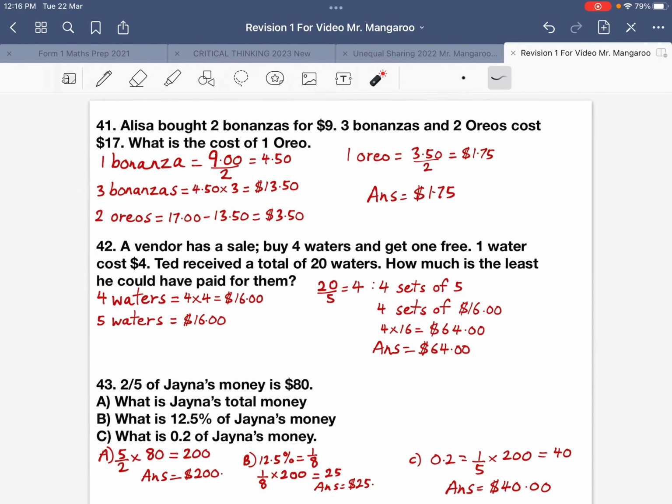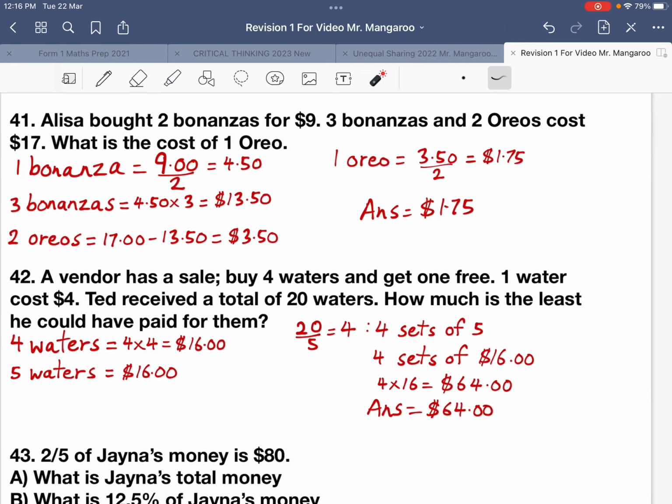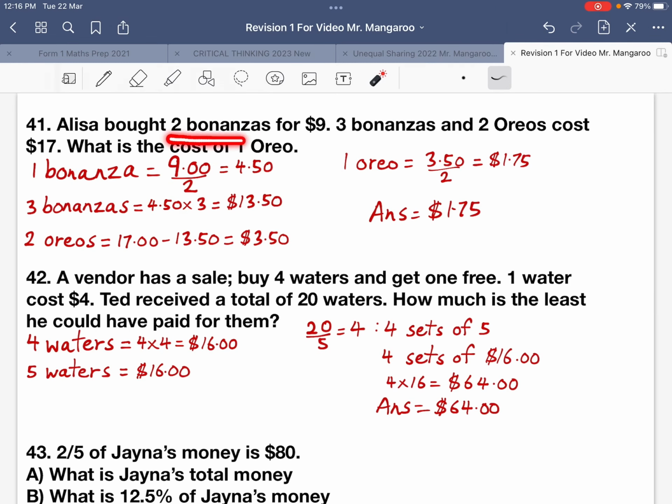Next, Alyssa bought 2 bonanzas for $9. 3 bonanzas and 2 Oreos cost $17. What is the cost of 1 Oreo? So we can use this information here to determine the price for 1 bonanza. So if 2 is $9, we divide 9 by 2 and we get $4.50. They're asking us about 3 bonanzas, that's part of it. So $4.50 times 3 is $13.50.